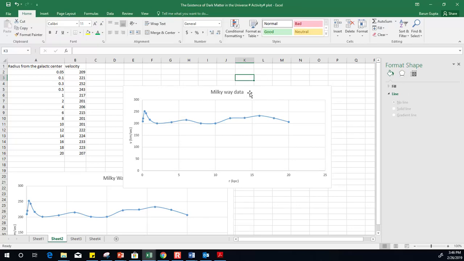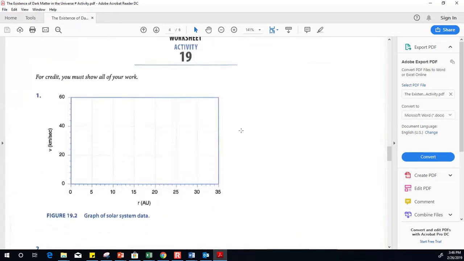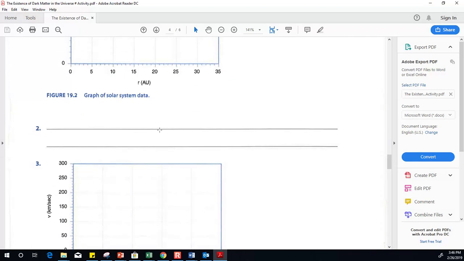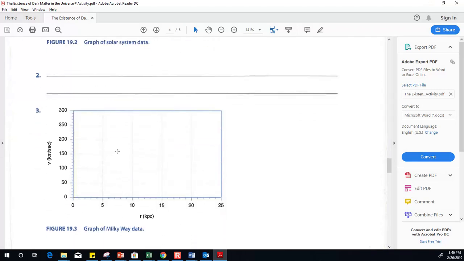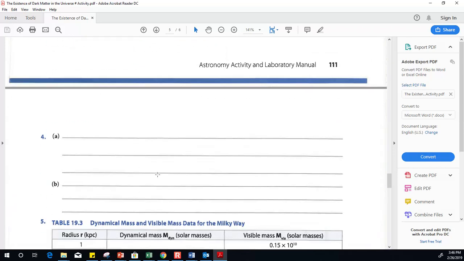Alright, so this is also done. In this part here, you got this value and this graph. In part 2 you see the trend. Now you got the velocity and the distance graph for the Milky Way data, and then you have to write down what the relationship is.